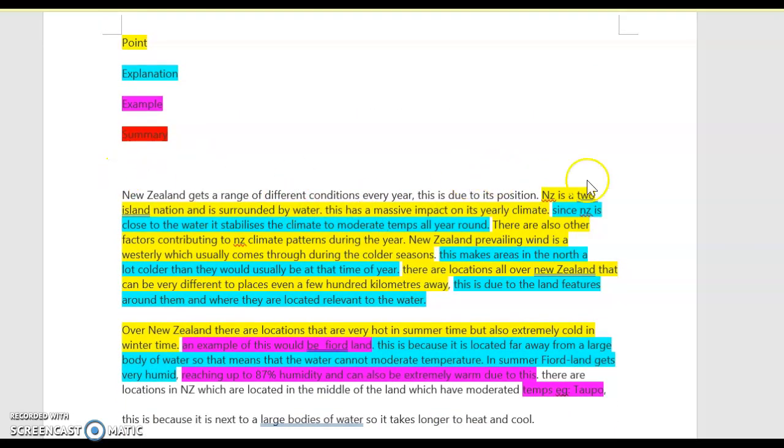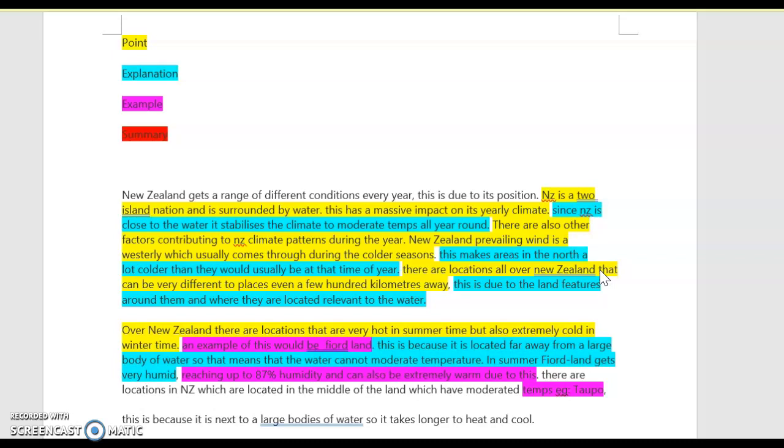But as you can see, as you read through, there's a good point first made. New Zealand is a 2-island nation and is surrounded by water. This is a massive impact on its yearly climate. That is a point. Since New Zealand is close to the water, it stabilizes the climate to moderate temps all year round.